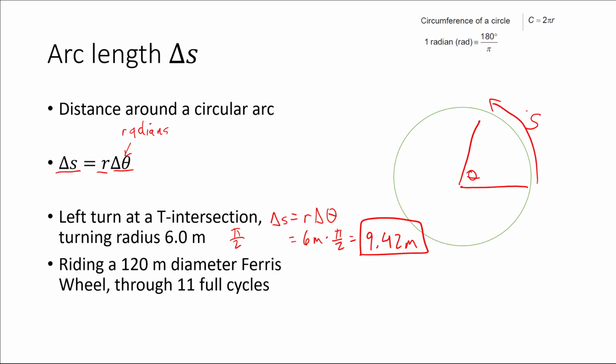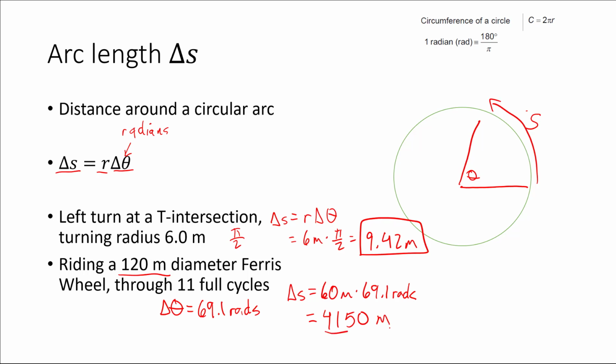Okay, how about our Ferris wheel? What is the total distance we've traveled around that Ferris wheel if it's 120 meters in diameter? We know our angle that we traveled through was 69.1 radians. So our arc length is just going to be, it's the radius, this is the diameter, so the radius is just 120 over 2. That's 60 meters times 69.1 radians, which is about 4,146 meters.